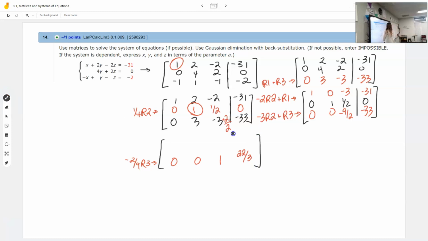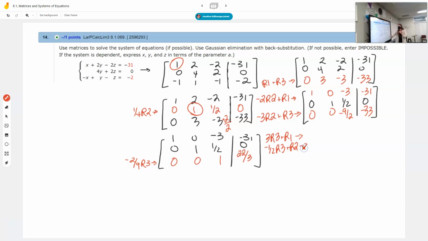Keeping everything else the same, I would have 0 and then 1 and then 1 half and then 0. I would have 1 and then 0 and then negative 3 and then negative 31. Then I would get my zeros, and to get my zeros I would need to do 3 R3 plus R1, and negative 1 half R3 plus R2. Let's see, is WebAssign right or are they right? I have 0, I have 0, I have 1, I have 22 thirds. I already know that's right.